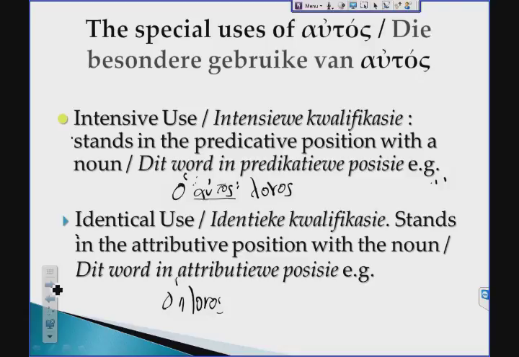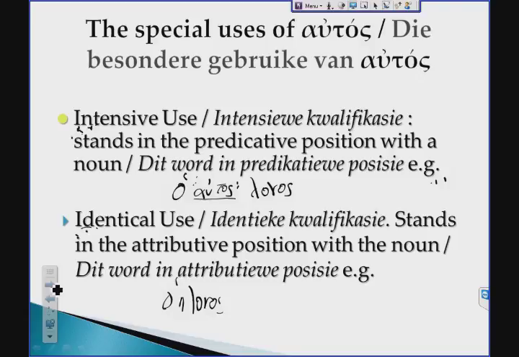This is the lesson we got in lesson 5, I think, of the adjectives. The attributive, the predicative, and the substantive. Please go and have a look at that on page 24. If you missed those adjectives, I'm going to build everything on something that we have talked about already. Any questions so far? The special use of autos, two of them, the intensive use and the identical use.